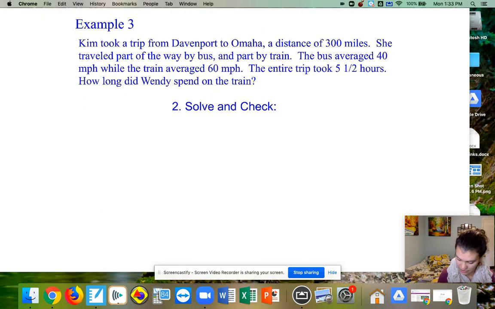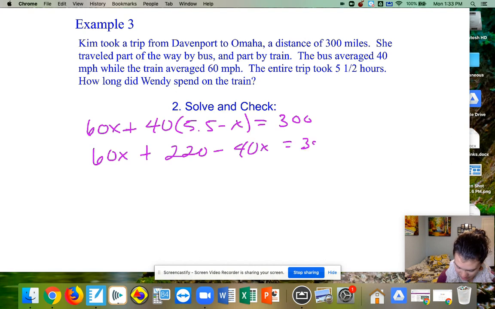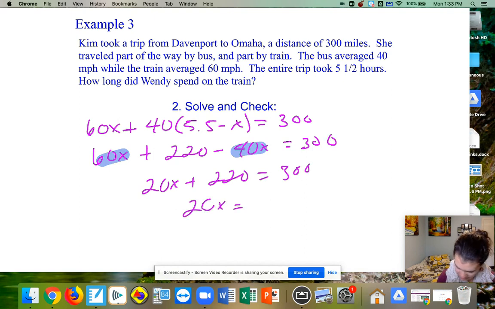So if we're going to solve this, you have 60x plus 40 times (5.5 minus x) equals 300. And then you want to solve. So 60x plus 220 minus 40x equals 300. Combine like terms, and you get 20x plus 220 equals 300. Subtract 220, 20x equals 80, x equals 4.